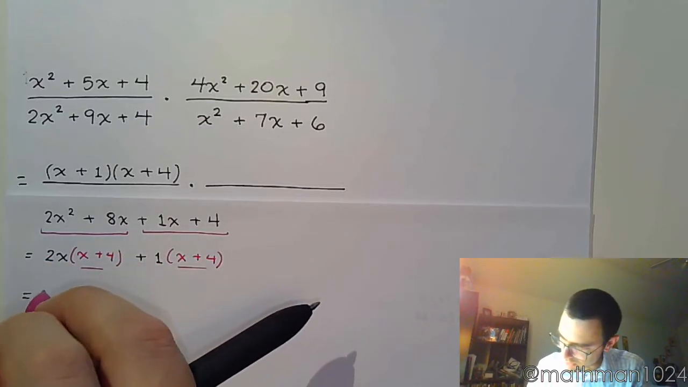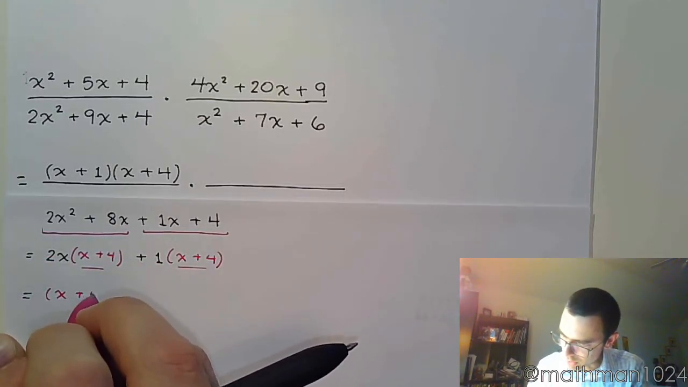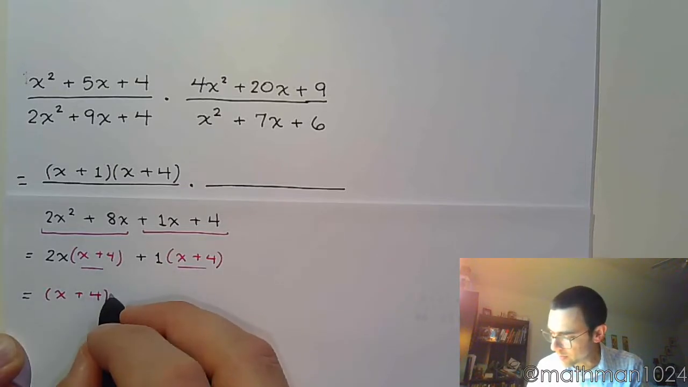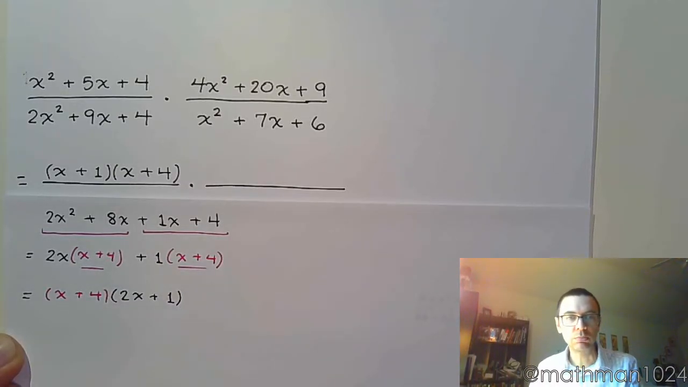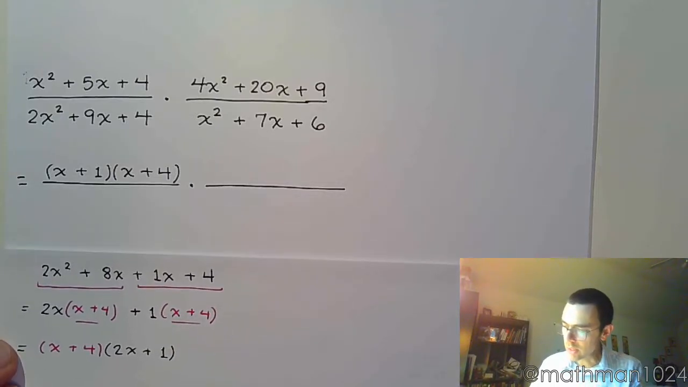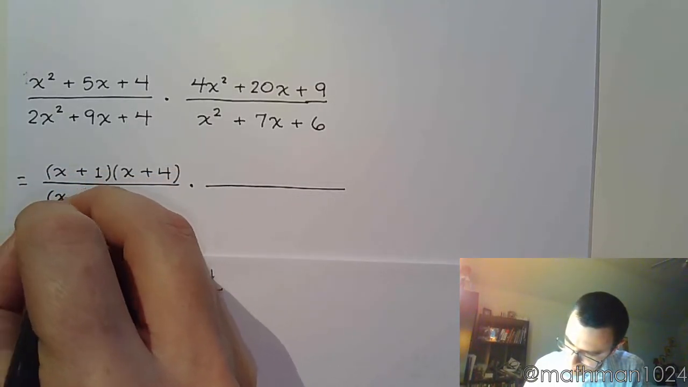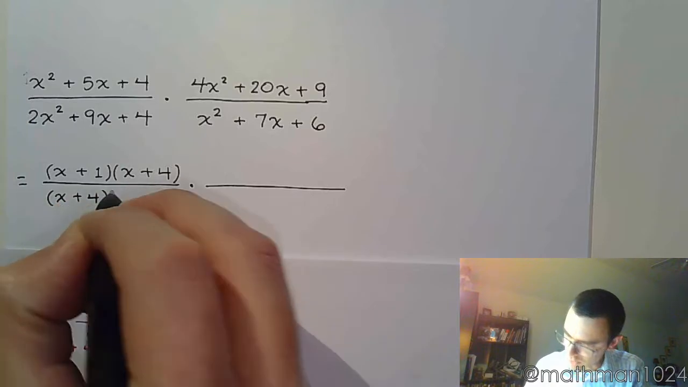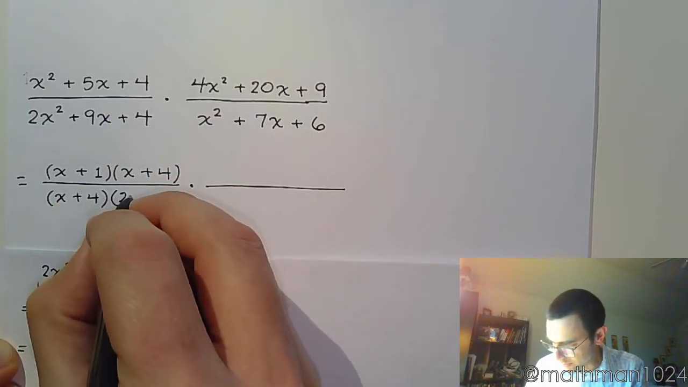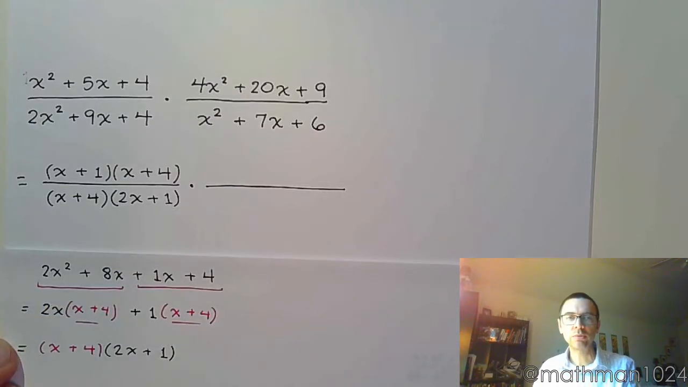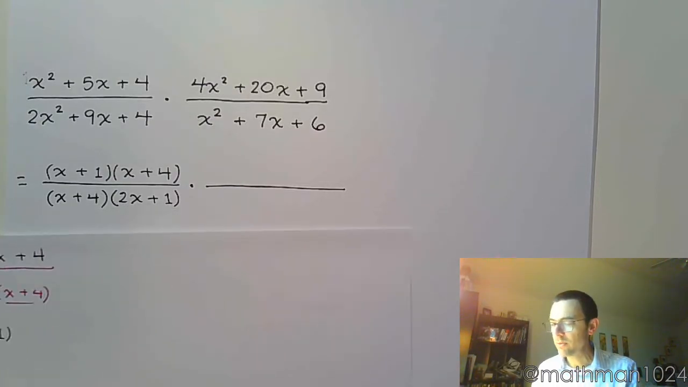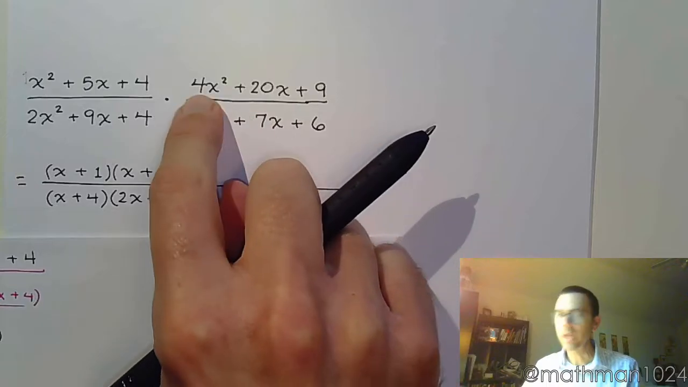And that's the common factor that I pull out in front for the factoring by grouping. So x plus 4, and then 2x plus 1. All right, so we did that work off to the side. So there's my x plus 4 and 2x plus 1.